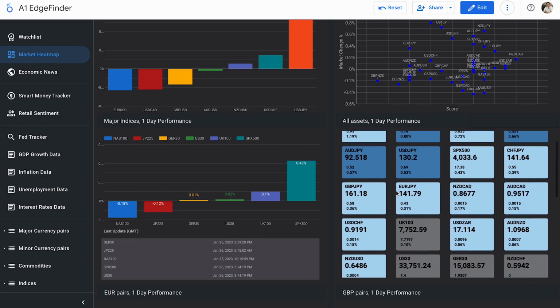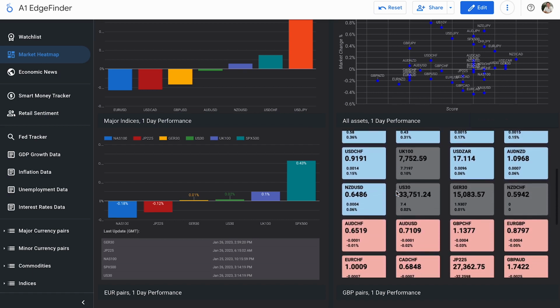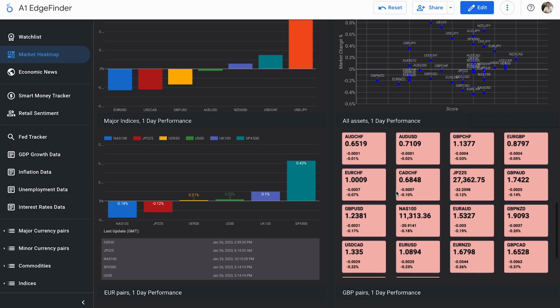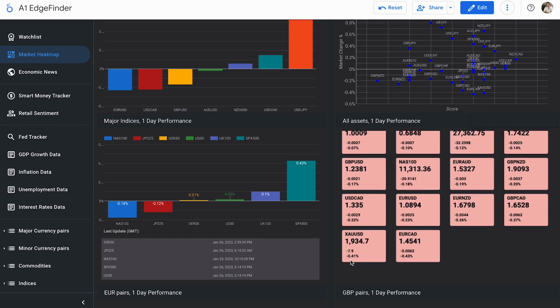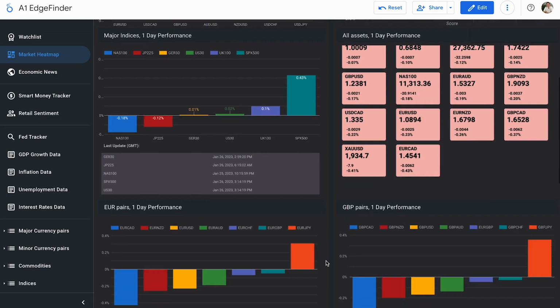And if we want to take a look at gold as well, we can scroll until we find XAU USD. Right down here, second biggest mover to the downside out of all of our assets, down 0.41% on the day so far.